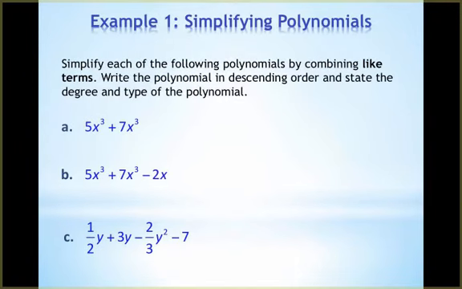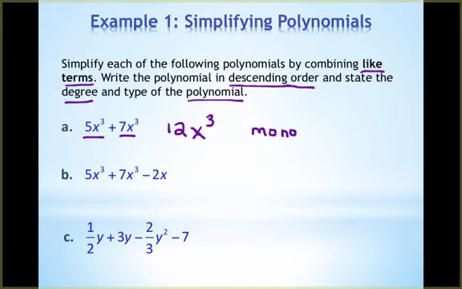Now we're going to spend some time simplifying polynomials. We're going to simplify by combining like terms. We're going to make sure we put it in descending order. We're going to state our degree and the type of polynomial. If I look at the first example, 5x cubed and 7x cubed are like terms, so they could go together and give me 12x cubed. We've got it in descending order since we just have the one term. This would be a monomial because there is only one term, and its degree would be 3.